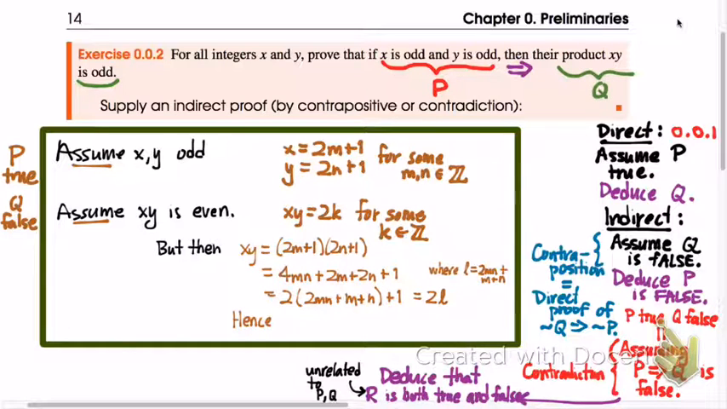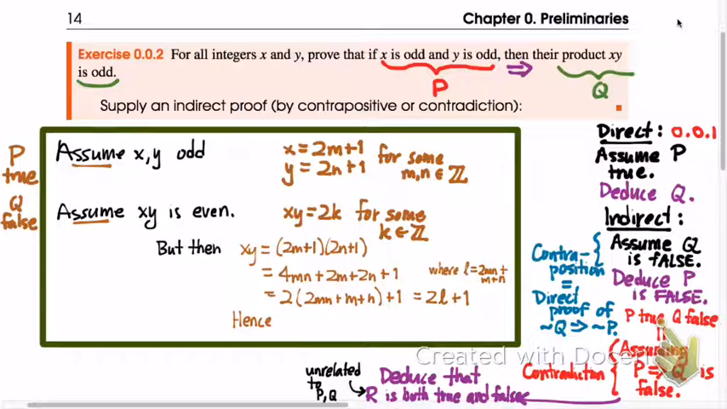But isn't xy already equal to 2k? Like, couldn't we say that? Okay, right. So this was going to be my point about this. We just did some algebra based on the hypothesis that p was true, that showed us that xy must have the form 2l plus 1 for some integer l.